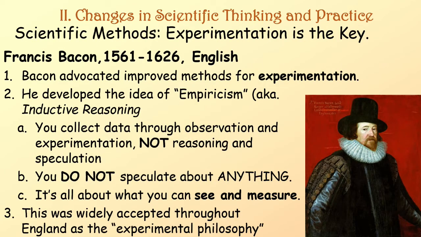Scientific methods. Experimentation is the key, and we begin with Francis Bacon, who lived from 1561 to 1626. He was English, and Bacon advocated improved methods for experimentation. He developed the idea of empiricism, also known as inductive reasoning. So empiricism and inductive reasoning are the same thing. In empiricism, you collect data through observation and experimentation, not by reasoning and speculation. So you do not speculate about anything. It's all about what you can see and measure. And this method was widely accepted throughout England as experimental philosophy.